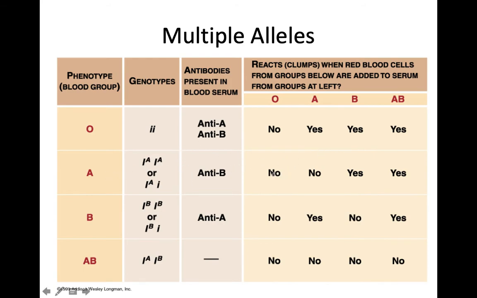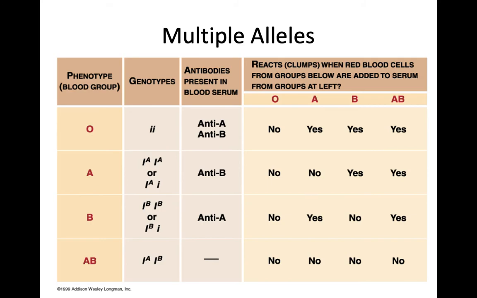Type A blood, you'll notice it will clump when it receives either B or AB, so anything with the presence of B, but yes, they could receive O blood. And B is a little bit the opposite, right? They can receive O blood and they can receive B blood, but A blood or AB blood would cause it to clump. And you'll notice that AB blood would not clump with any of the blood types exposed to it. So that's why we say AB type blood is the universal recipient. They can receive any type of blood.